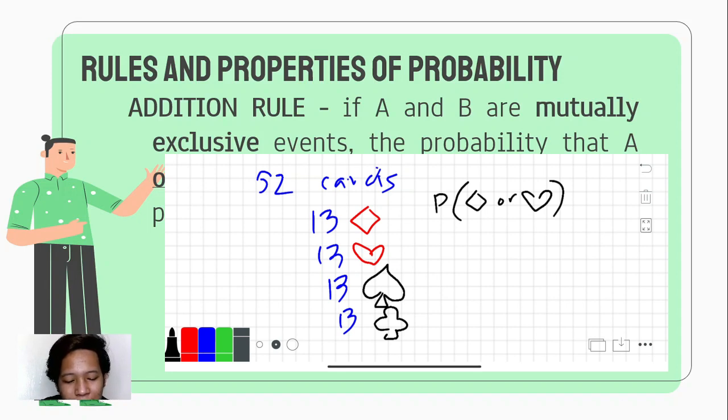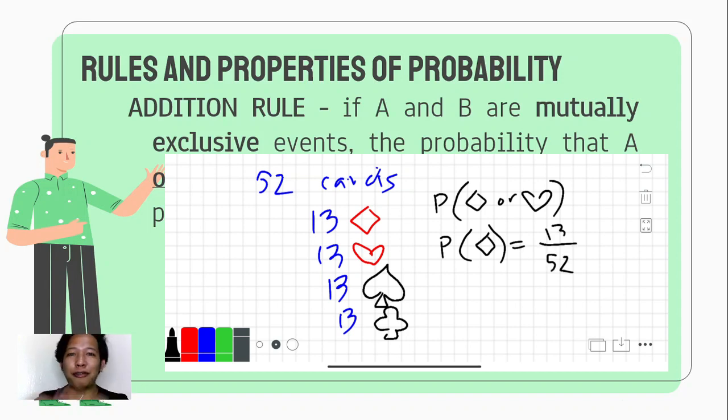We know that the probability of getting a diamond is 13 over 52 since we have 13 diamond cards over our 52 cards in the deck. And the probability of getting a heart is also 13 over 52 kasi 13 din yung hearts natin din sa ating deck of cards.